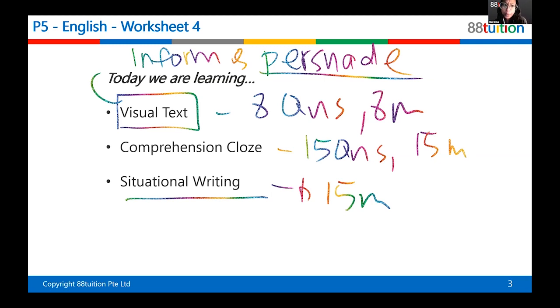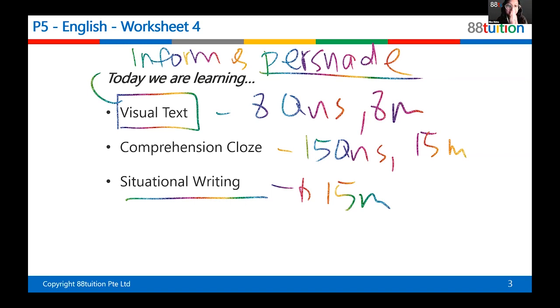I need to persuade my mom to buy for me that wallet. It's so beautiful. I need to tell her all the 101 reasons why I need it. If not, I cannot live without it. I need to persuade, I need to convince her. That's what persuade means. So for the visual text comprehension passage, the 8 marks, 8 questions, there are usually 2 purposes.